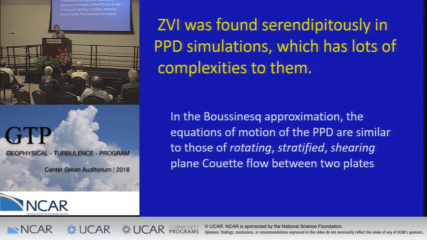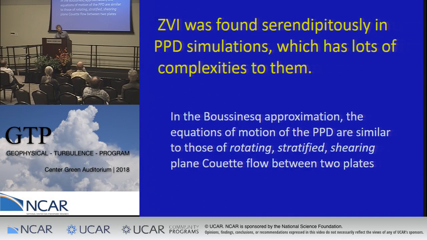We found this instability, which we call the zombie vortex instability, for a number of reasons. By pure serendipity, which is the way a lot of discoveries are made. We were doing simulations in an anelastic protoplanetary disk, and we found things happening, and we couldn't figure out what was happening in that disk. The physics was too complicated for us, so we reduced it. We knew that we had a lot of rotation, a lot of stratification, and a shear. And all those timescales were of the same order, 1 year.